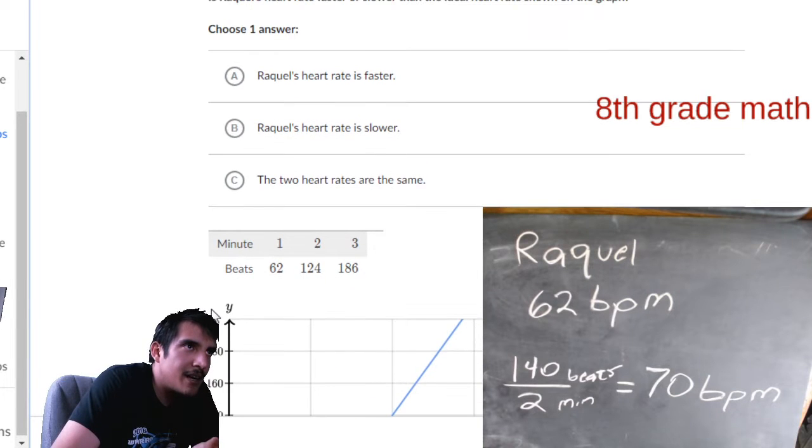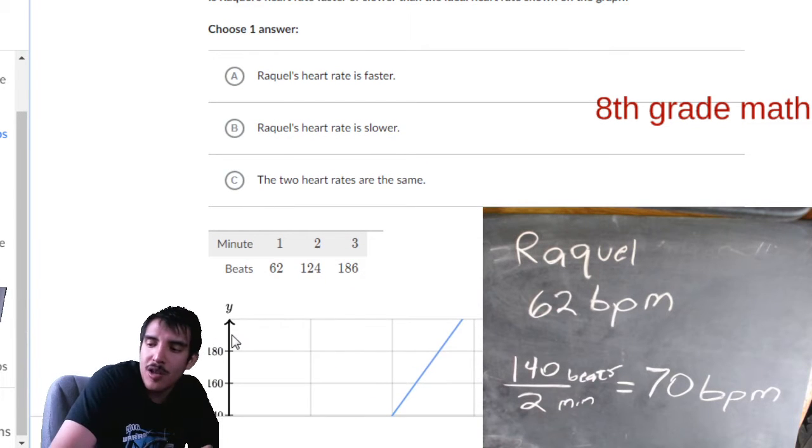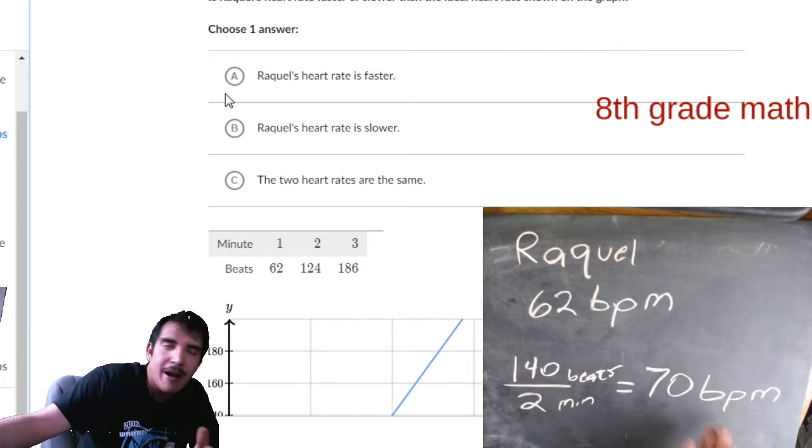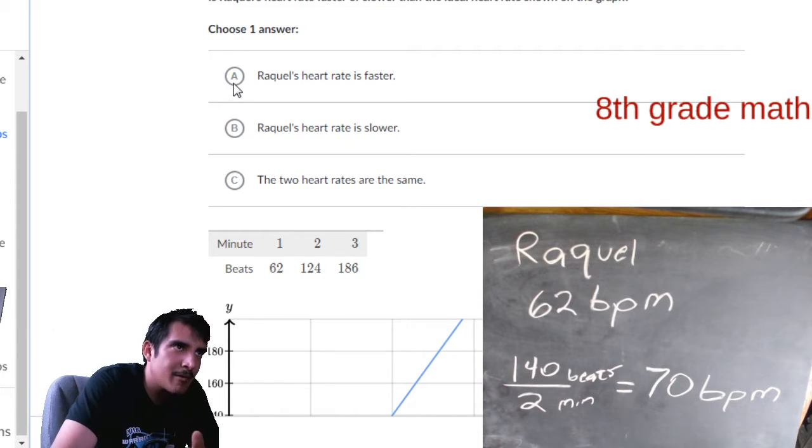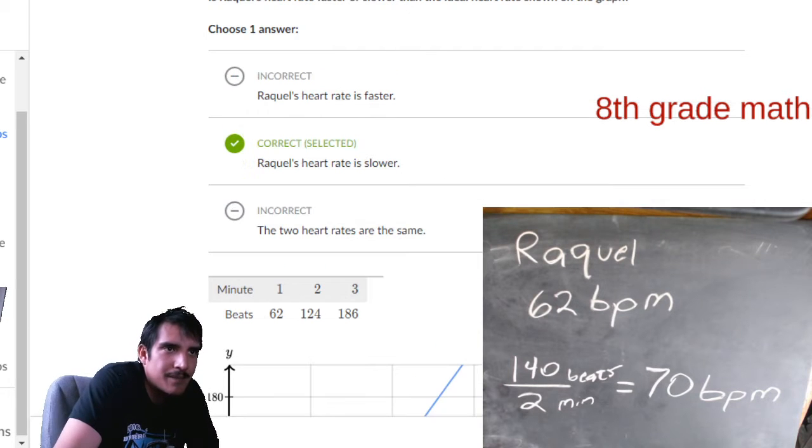So let's answer the question now that we know this. Is Raquel's heart rate faster or slower than the one on the graph? Well, Raquel is 62 beats per minute. The graph is 70 beats per minute. So is Raquel's heart rate faster? No, Raquel's heart rate is slower because the number is lower. Okay? Boom.